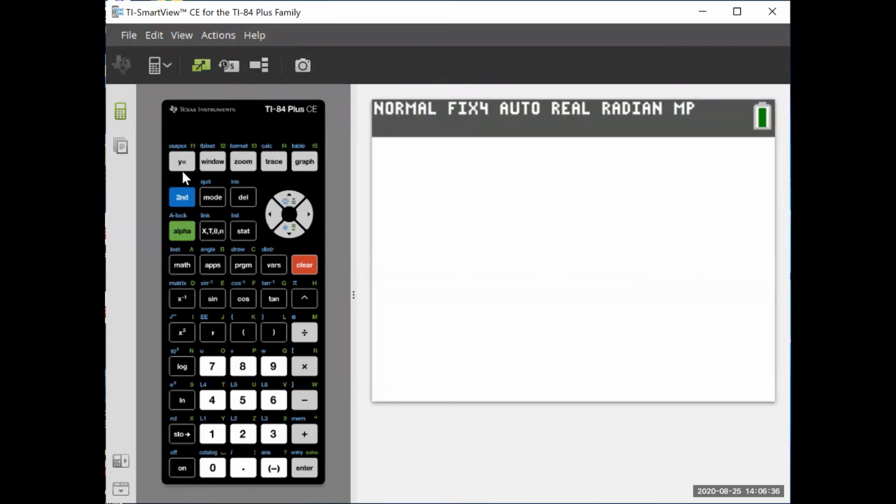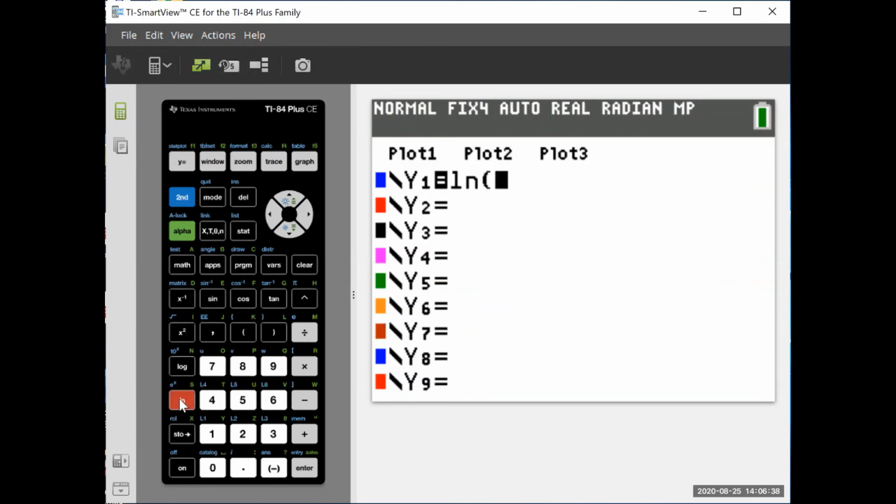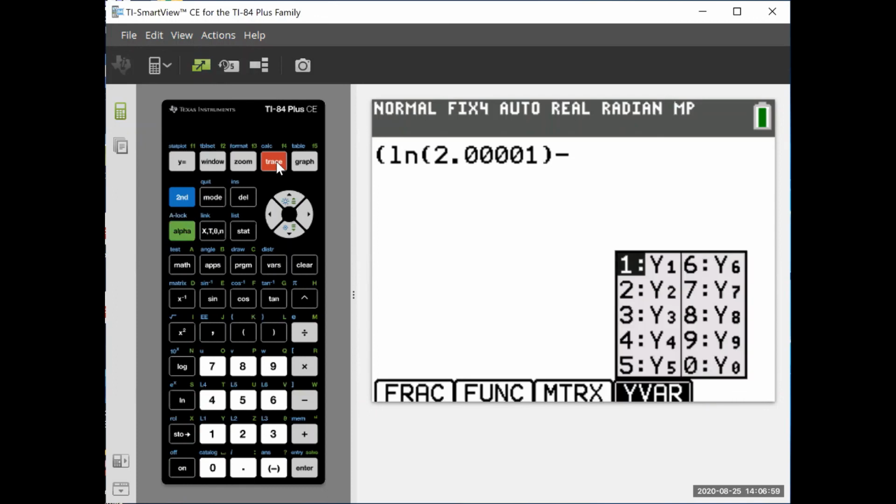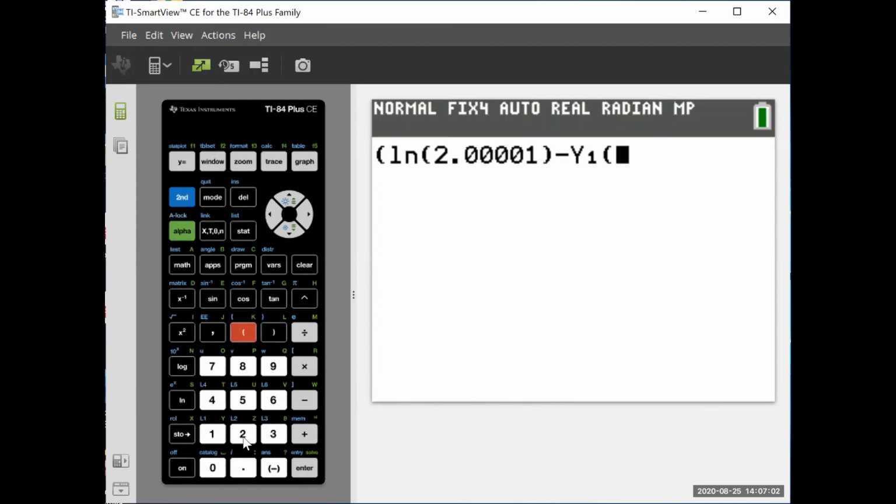So here in our calculator, we go to y equal to, we type natural log of x. And then we come back to the main screen. Then in the numerator, we have natural log of 2.00001, close the parenthesis, minus the value of the function at 2. Close the parenthesis for the numerator, divided by, in the denominator I have 0.00001, and hit enter, and it is 0.5.